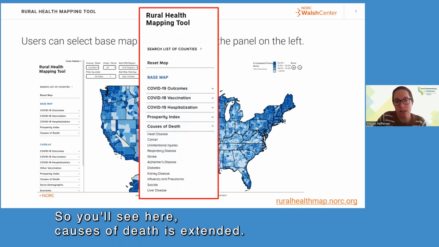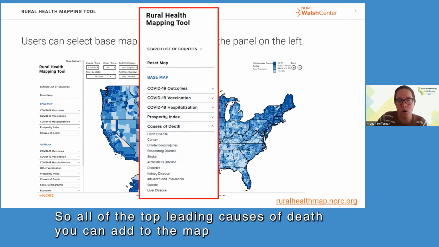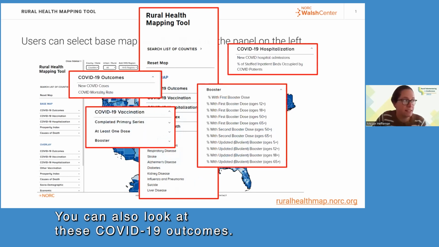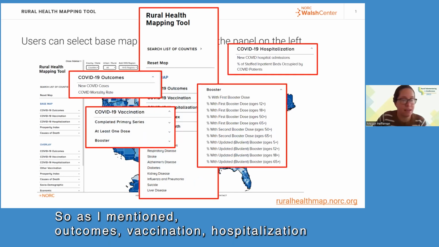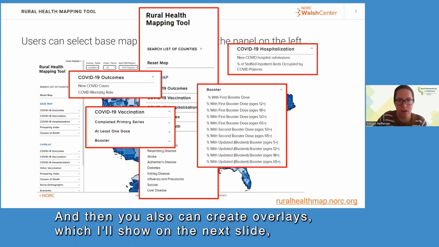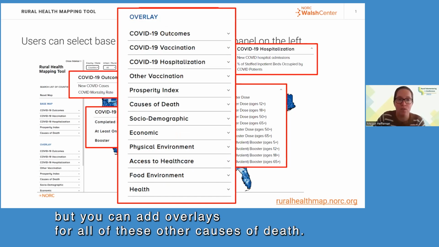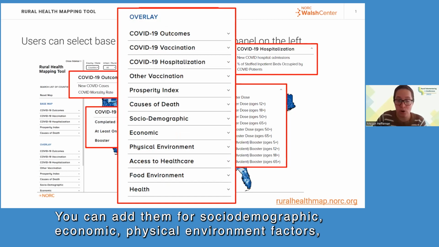So you'll see here causes of death is extended. So all of the top leading causes of death, you can add to the map to see that on the base map. You can also look at these COVID-19 outcomes. So as I mentioned, outcomes, vaccination, hospitalization, and the boosters. And then you also can create overlays, which I'll show on the next slide, but you can add overlays for all of these other causes of death. You can add them for sociodemographic, economic, physical environment factors, and so on.